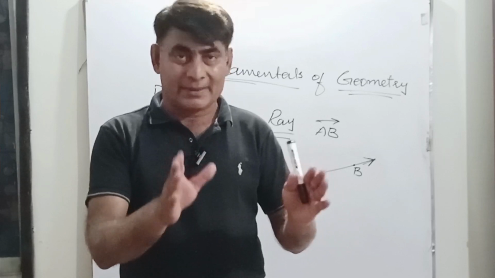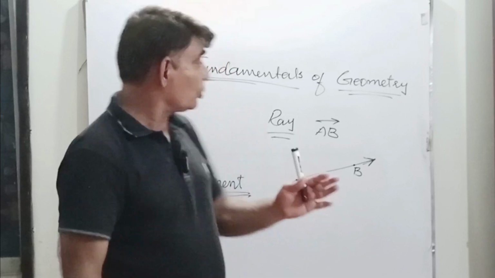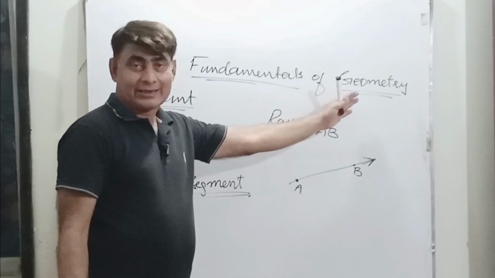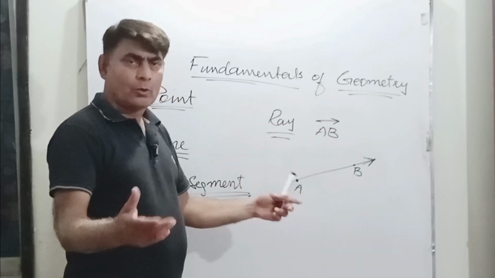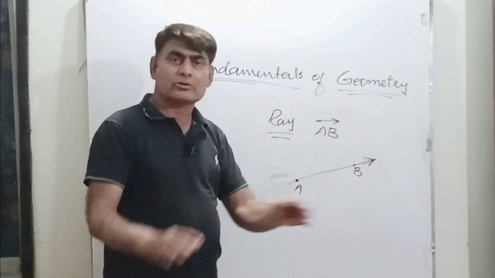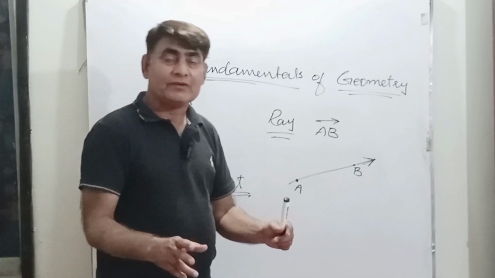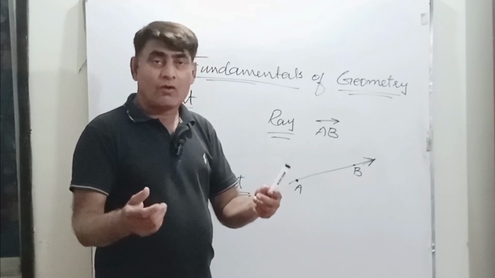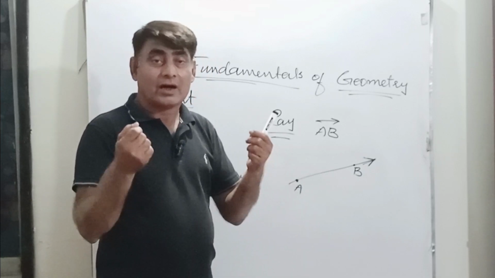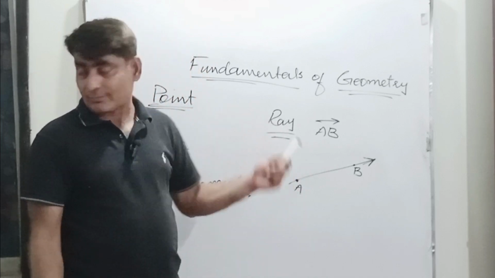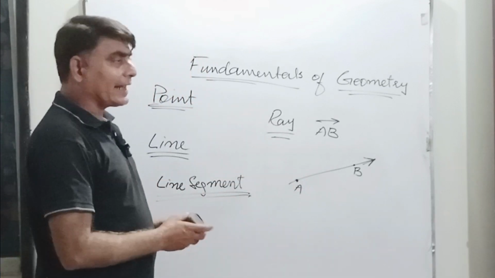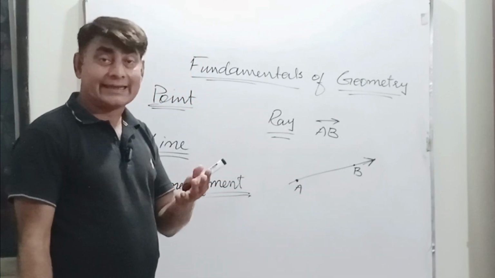Now point, line, line segment, and ray. These are the four basic or fundamental terms used in geometry. Whenever we consider or discuss the measurement of the relation between different sides of a figure, of a shape, then we use these terms. Okay, now after it, the next term is for the curved line.